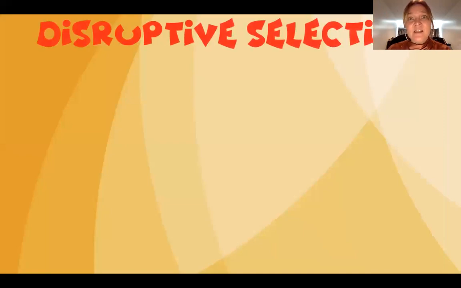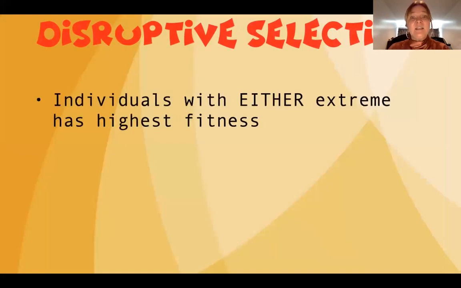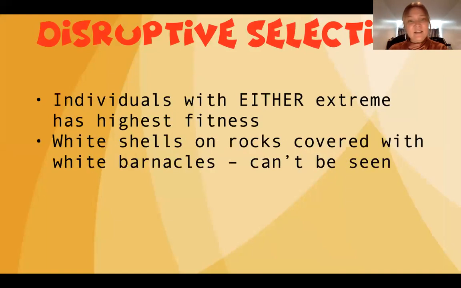The next type of selection is called disruptive. This is where individuals that have either extreme have the highest fitness. An example, oh my gosh, were we going back to, I don't remember what chapter it was on, but basically it looked at these shellfish, and you have white shelled shellfish, and you have dark shelled shellfish. Shellfish, it sounds like selfish. Anyway, so if you look at shellfish, you've got two versions, a light color and a dark color.